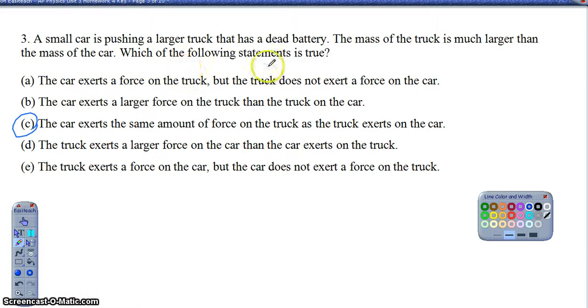Yes, their accelerations may be different because their masses are different, but the forces are always in equal and opposite action-reactions. So really, all of these first three questions were examples of Newton's third law, right? They were all examples of Newton's third law, which says that all forces exist in pairs, and they must be equal and opposite as they exist.